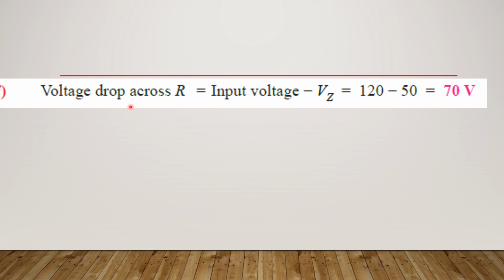Next, the question asked is, what is the voltage drop across the resistance R? The voltage drop across the resistance is the input voltage minus the Zener voltage. The input voltage is 120 volts, and the Zener voltage in the circuit is given to be 50 volts. So 120 minus 50 gives 70 volts.